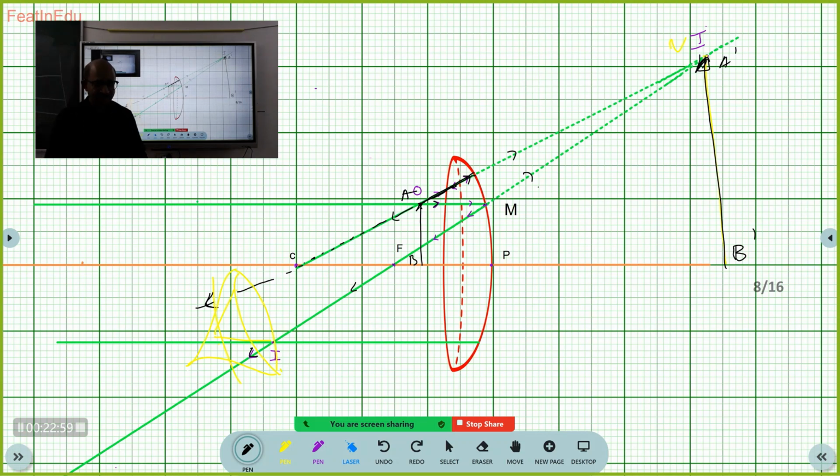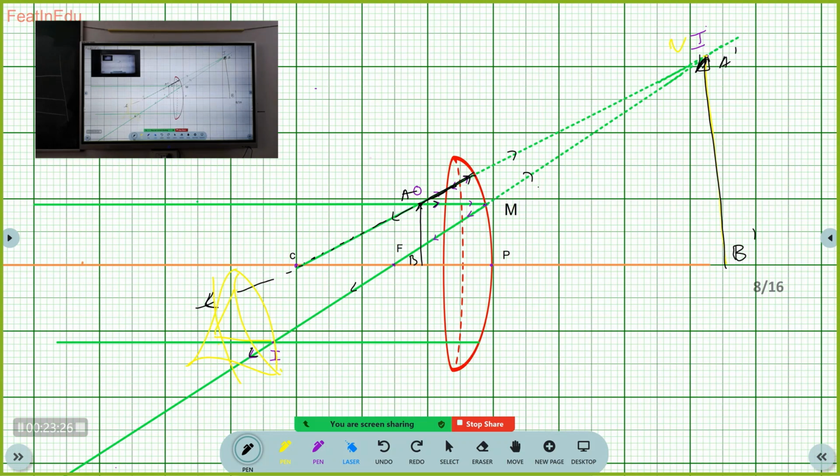Understood? Yes, sir. Either way, you can tell all this. And if you keep the object between F and C, you can see an enlarged image. Do you want to feel that, all of you? Yes, sir. Now I'll give you a concave mirror. All of you feel it.